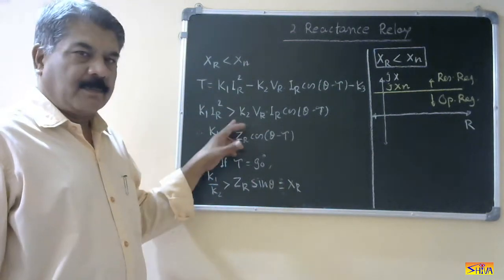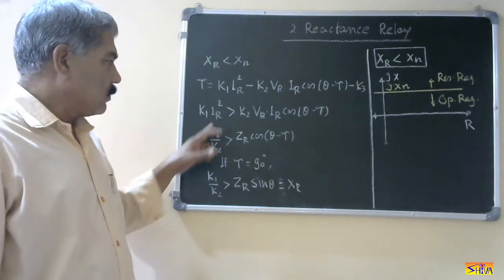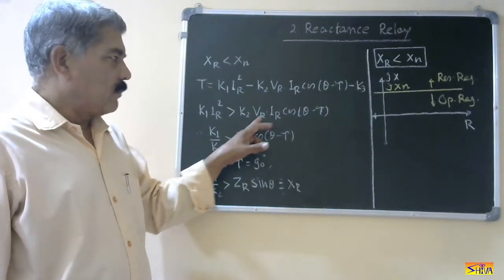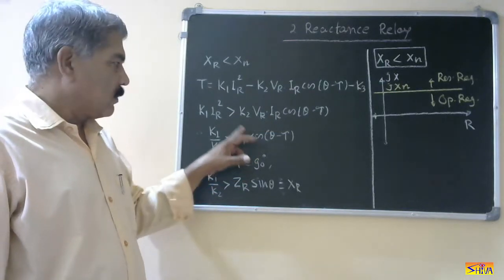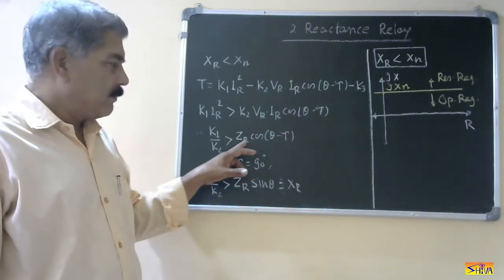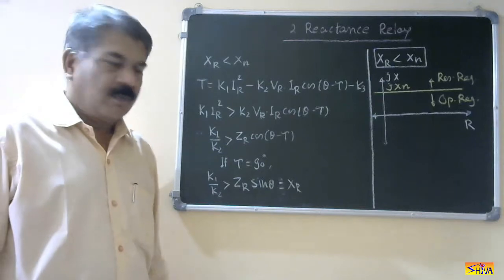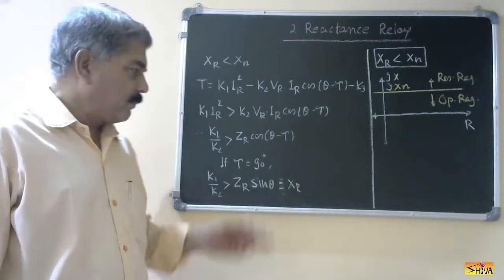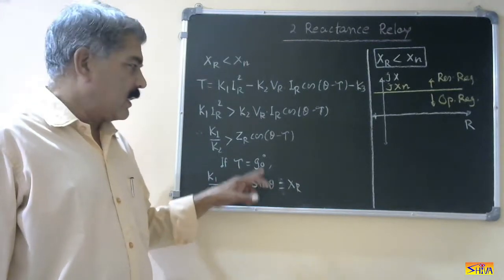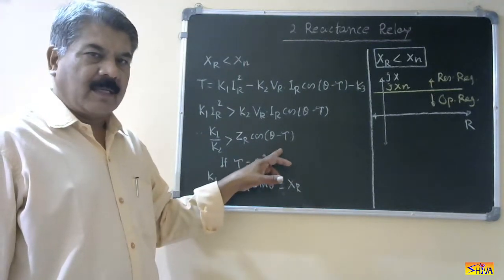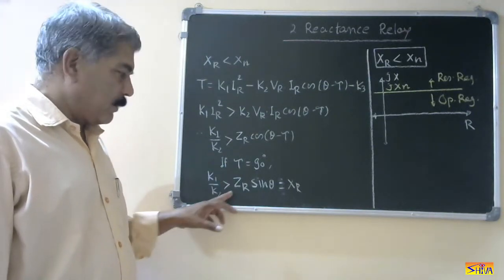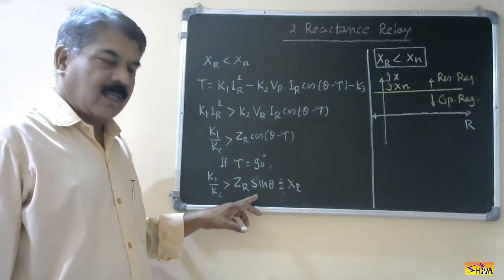Now let us simplify this equation. K1 upon K2 should be greater than VR IR upon IR square. So VR upon IR becomes ZR cos of theta minus tau. Here tau is the maximum torque angle. You can adjust this value. If it is adjusted to 90°, then it will be cos of theta minus 90, that will be sin theta. So K1 upon K2 should be greater than ZR sin theta.